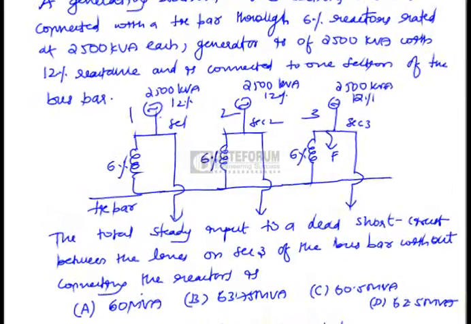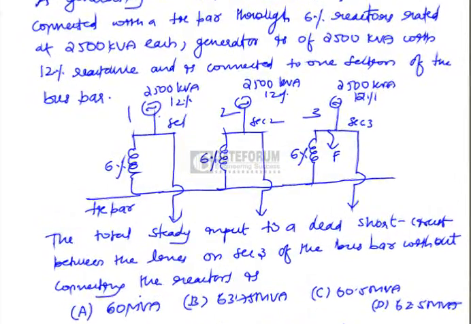In this question, he has given a generating station with 3-section bus bars which are connected by a tie bar of 6% reactor. Now this tie bar reactor is rated at 2500 kVA, or you can simply say 2.5 MVA each. And you have 3 generators here. Each generator is of 2500 kVA with 12% reactance, that is double that of the tie bar reactance, which is connected to one section of the bus bar as shown in the figure.